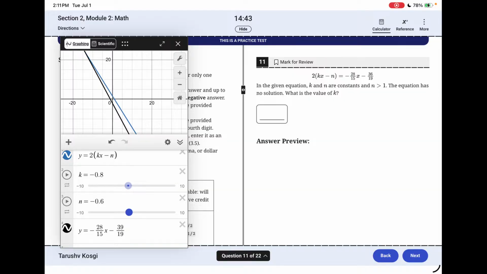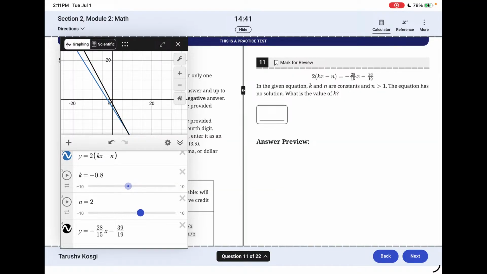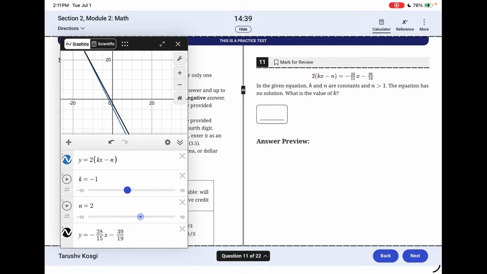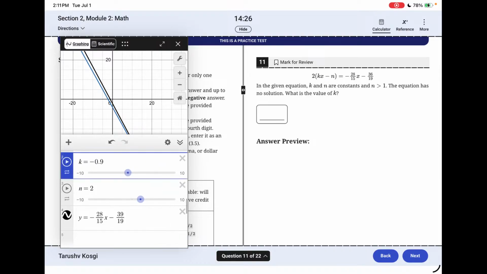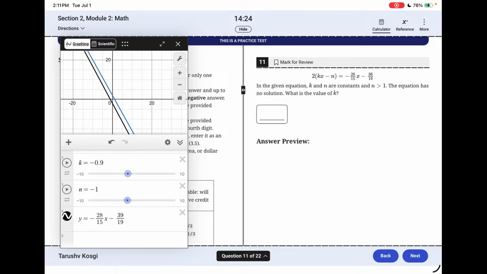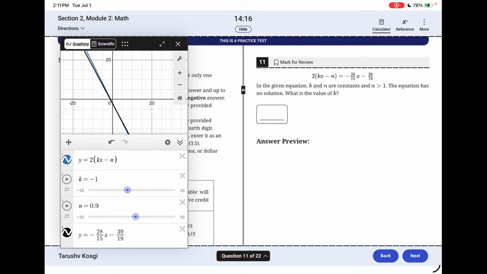Well, I mean, if we adjust n to be right on top, then we adjust k until it's perfectly on the line. That's how we do it. Where'd that go? Okay, so just adjust this. It's right on the line. K's gotta be equal to 1, right?